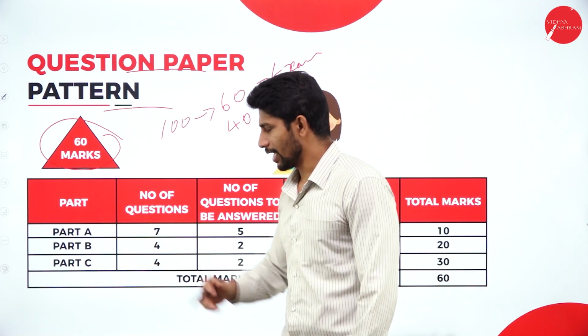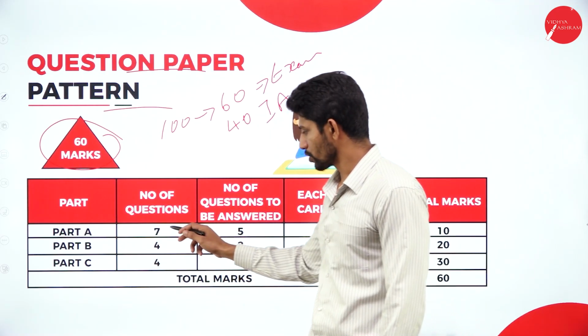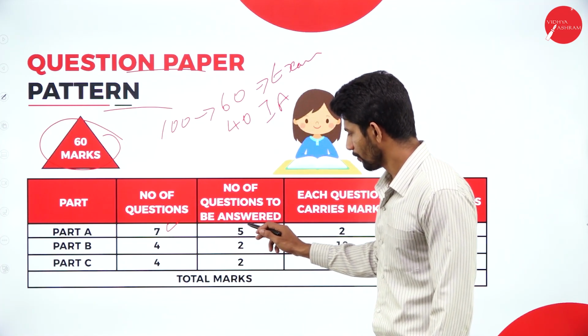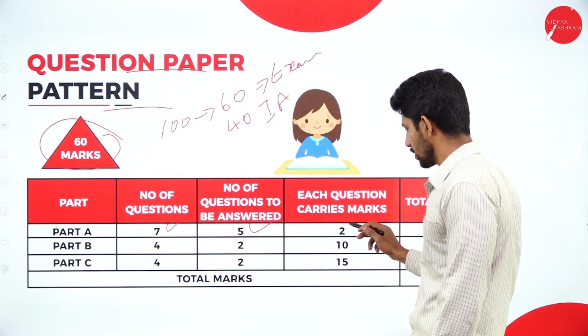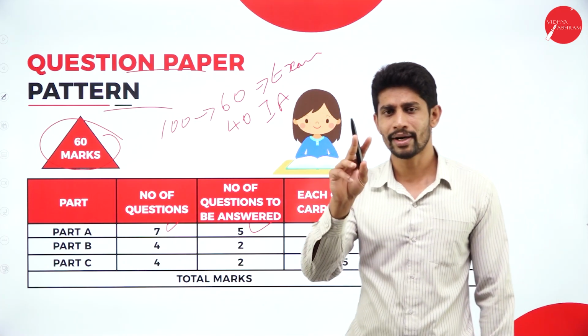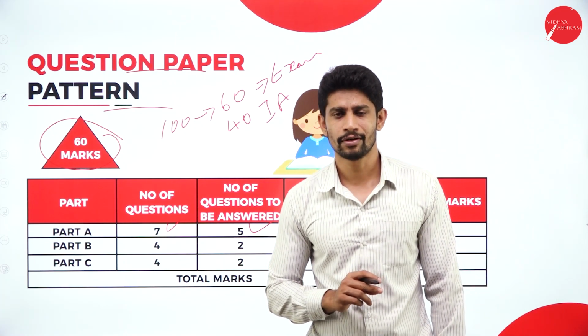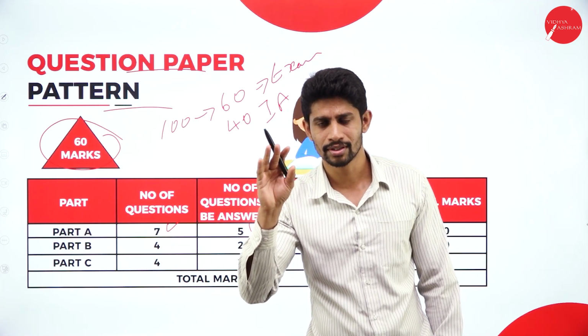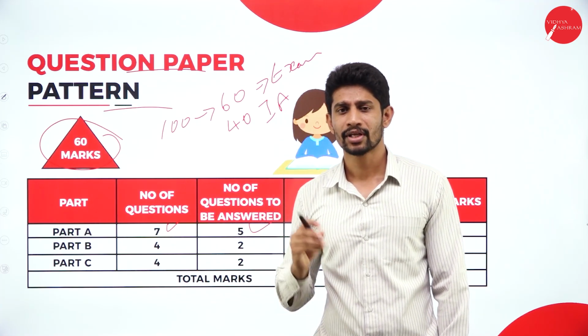So in part A, they will be asking you 7 questions. You are going to attend only 5 questions and each question carries 2 marks. That means in part A, you will be asked 2 mark questions. So how many questions will be asked? 7 questions will be asked. You are supposed to attend any 5 questions.